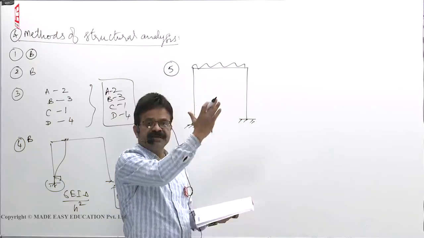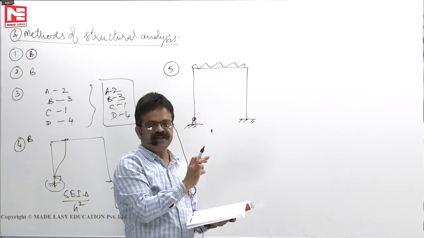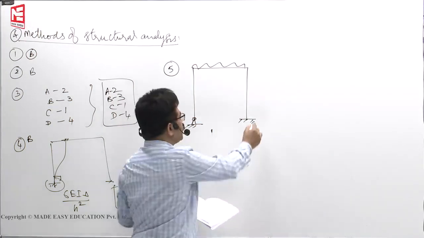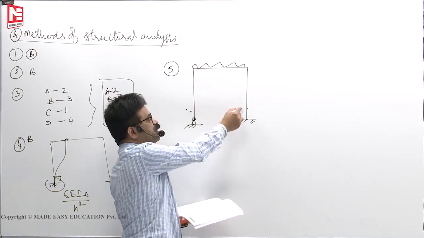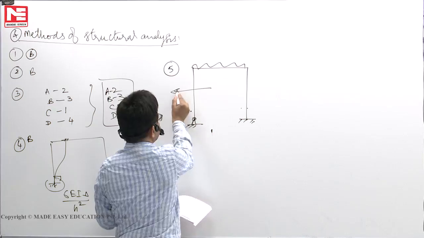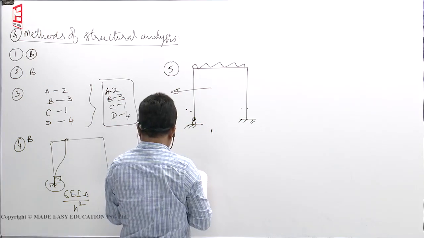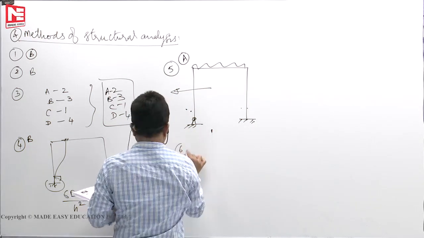If the loading is symmetrical, then whichever side column is weak flexurally, that means whichever column has less stiffness, in that side it sways. Compared to this, stiffness is 3I by L, flexural stiffness 4I by L. Since it is weak towards the weak column side, it would sway to the left side. So fifth question, A is the option.